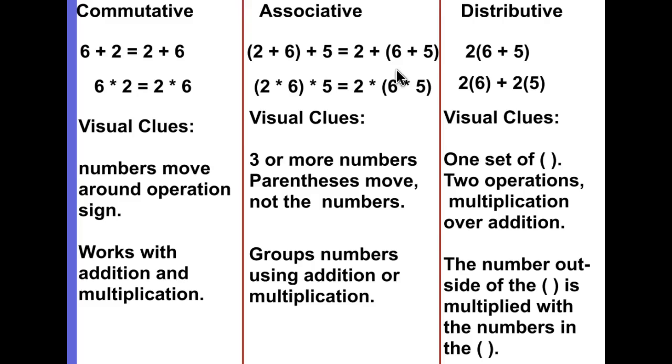So one operation, 2 sets of parentheses. The parentheses move or change place. The numbers do not. And again, looking at the distributive property, I have 2 and in parentheses 6 plus 5. I can distribute this 2 on the outside, 2 times 6 plus 2 times 5. So I'm multiplying the numbers inside the parentheses by the number outside of the parentheses.